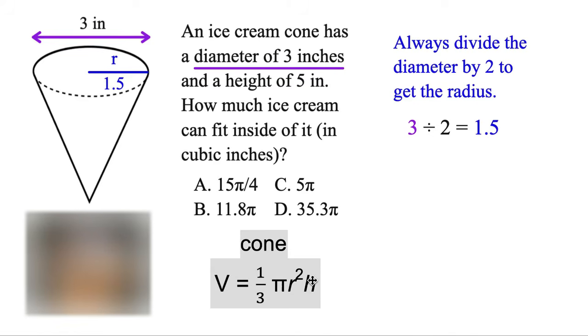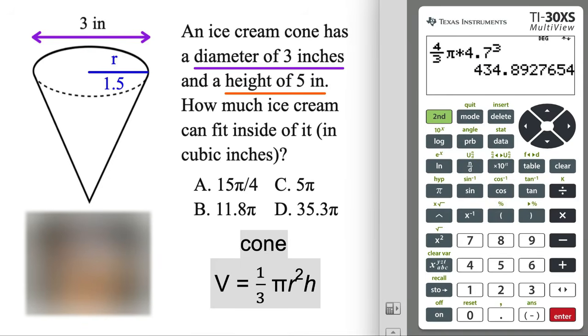Okay, and then h, they've actually given it to us. They tell us it has a height of 5. So we know everything here. We're ready to go. Okay, let's do it. Let's clear. Starts off with a 1/3 this time. Anything that comes to a point like that is going to have a 1/3 in it, just FYI.